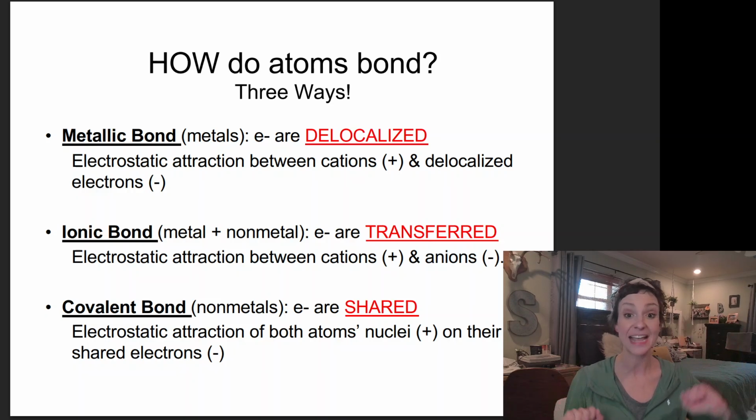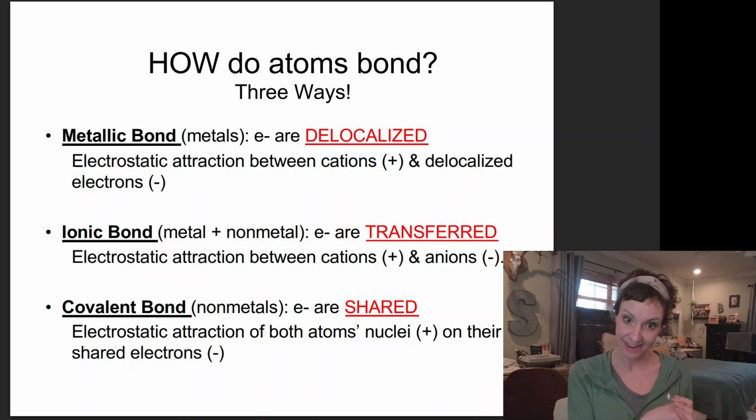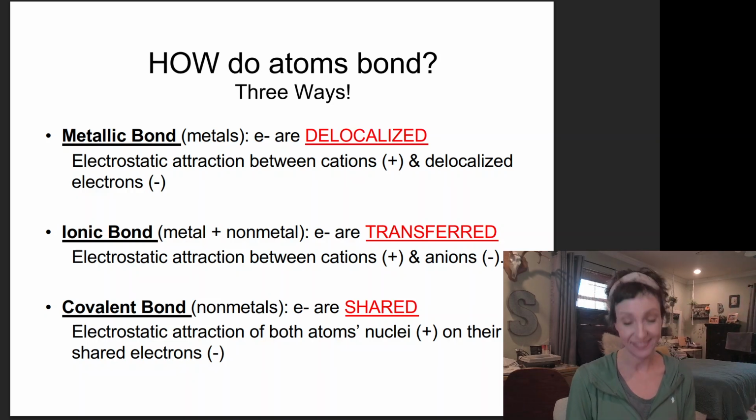In ionic bonds, electrons are transferred. And then you will have an electrostatic attraction between the cations and the anions. Finally, lastly, our third type of bond is a covalent bond, and that's between nonmetals. Oh, this side of the staircase. And in covalent bonding, the electrons are shared.